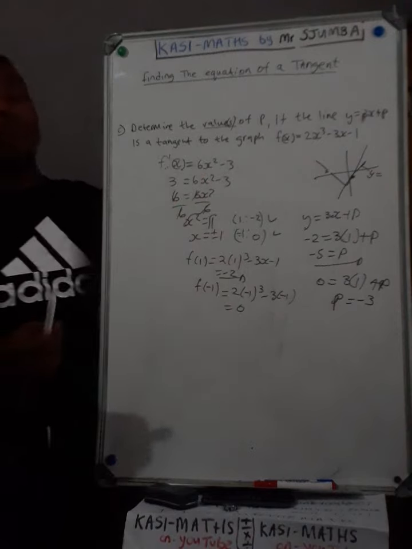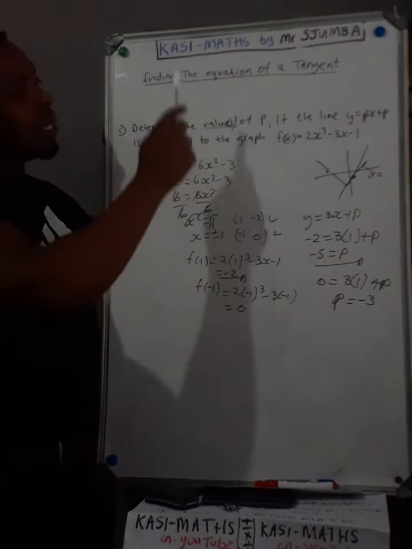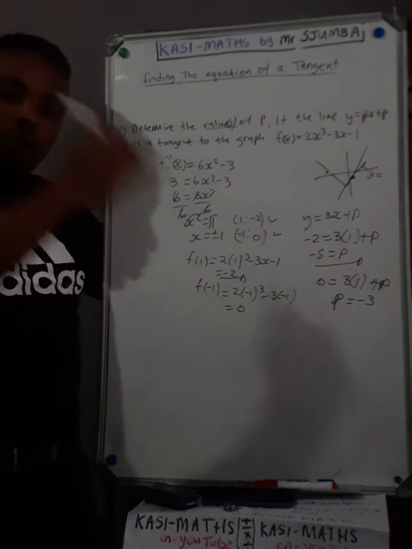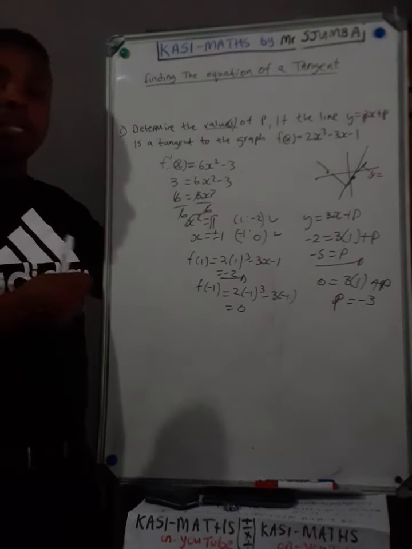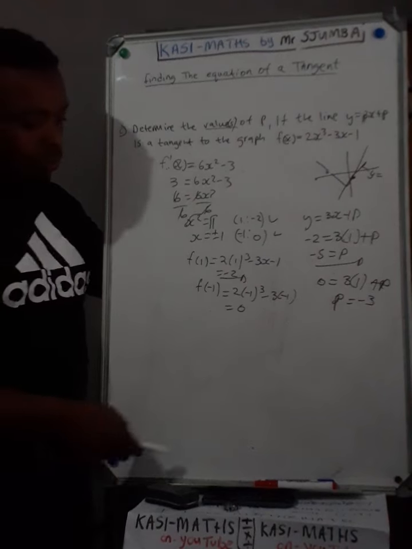So finding the equation of a tangent. First thing we must write y is equal to mx plus c. Go look for the gradient. Go look for a coordinate. Substitute the gradient, substitute the coordinate, and then uzoyithola equation.